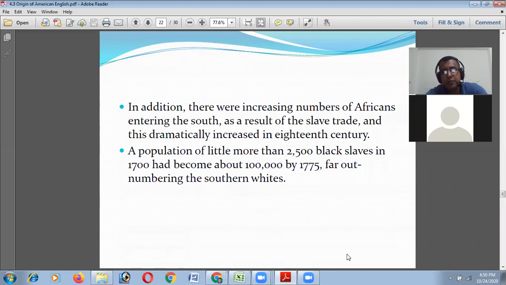A population of little more than 2,500 black slaves in 1700 had become about 1 lakh by 1775. That means within 75 years, nearly 50 times more slaves were caught from Africa and sent to the American continent.